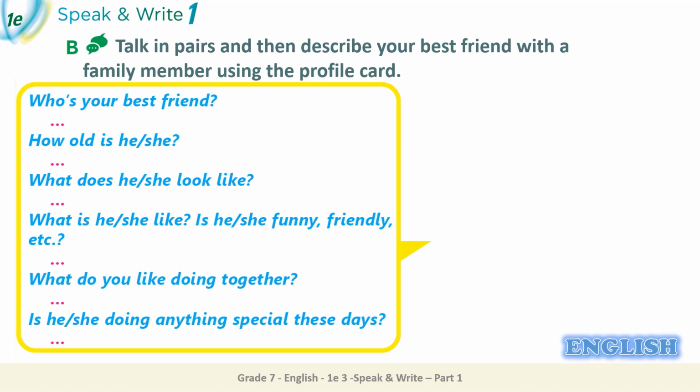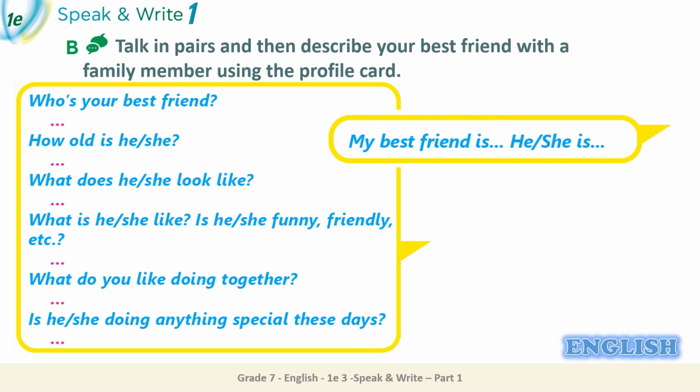It is speaking time. Talk in pairs and then describe your best friend or a family member using the profile card. We have a list of questions. Let's learn how to best answer these questions. Let's start with question number 1. Who's your best friend? The best answer is, my best friend is, or another option, he or she is.